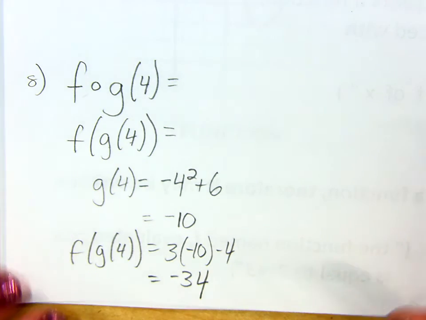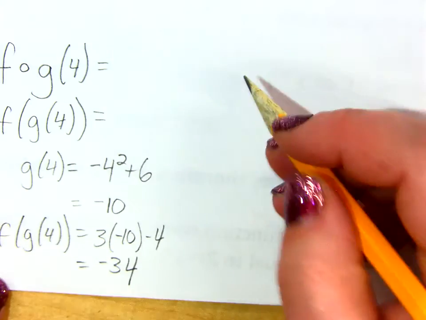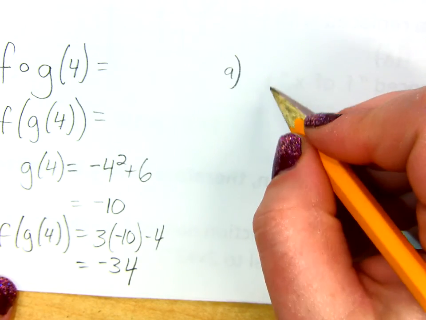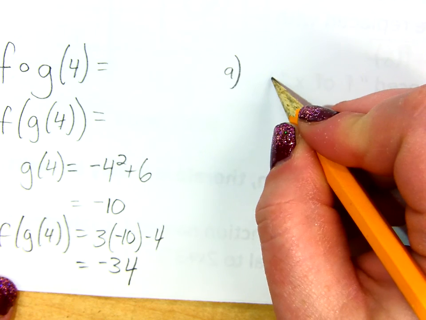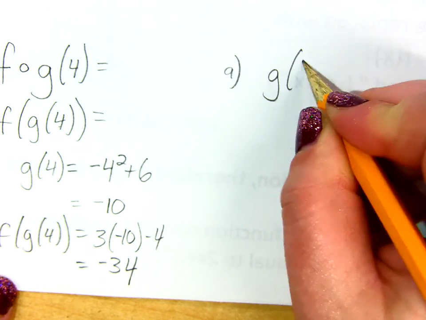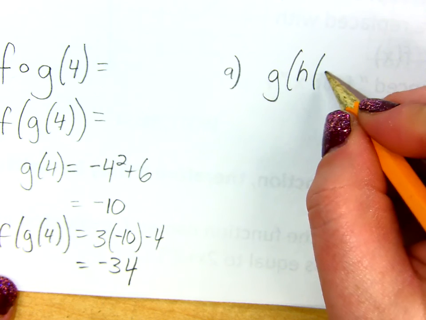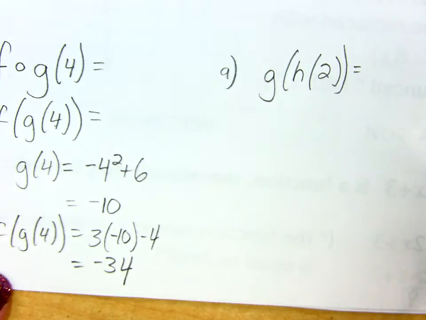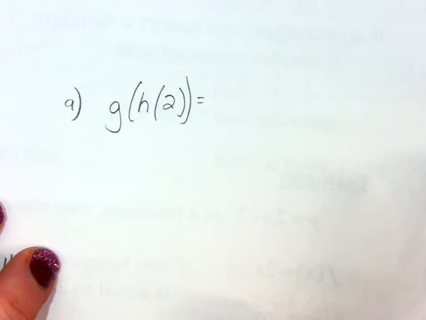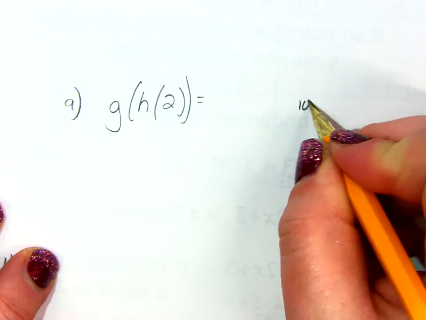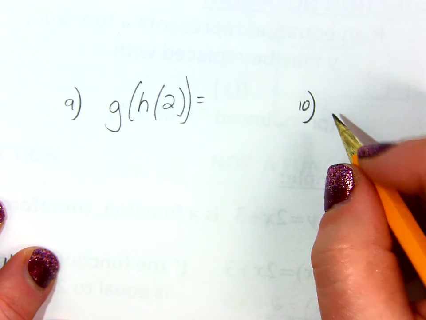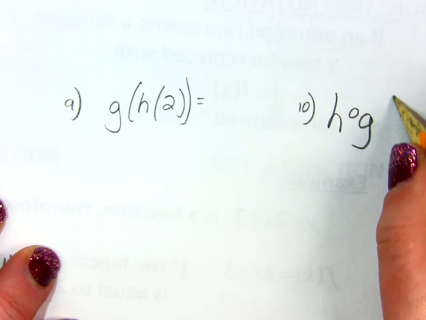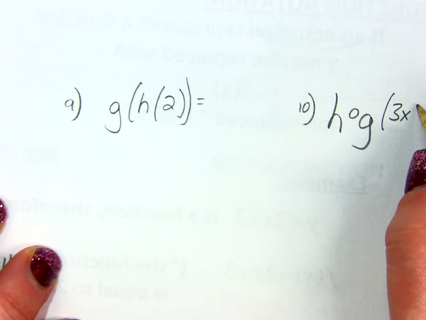Okay, so let me give you 2 more to try, and then I'll give you some practice. How about g of h of 2, and then let's also try h of g of 3x.